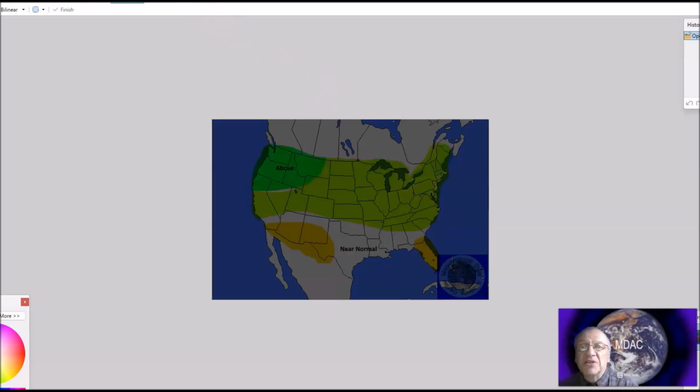For precipitation, calling for above normal precipitation here. Probability of occurrence is 35 to 45%. Below normal precipitation forecast here and here. Probability of occurrence is 35%.